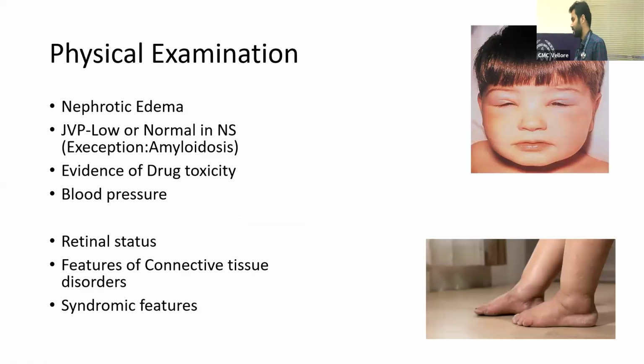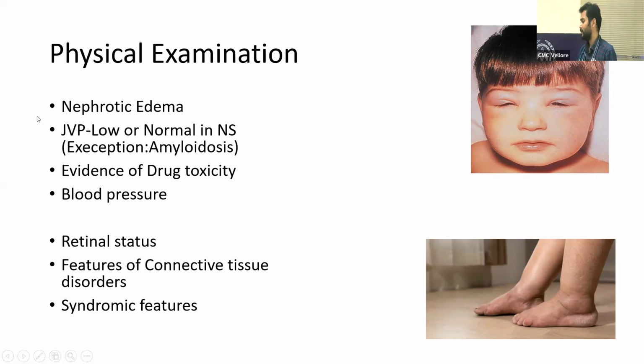So examination-wise, both nephrotic and nephritic patients can have edema. But nephrotic edema usually starts in the dependent parts, mainly periorbital puffiness, or sometimes they will have pedal edema. Usually the patient will not have any features of edema until the fluid accumulation crosses more than 4 liters. In a 70 kg normal adult, he may not have any features of edema unless the fluid accumulation crosses more than 4 liters.